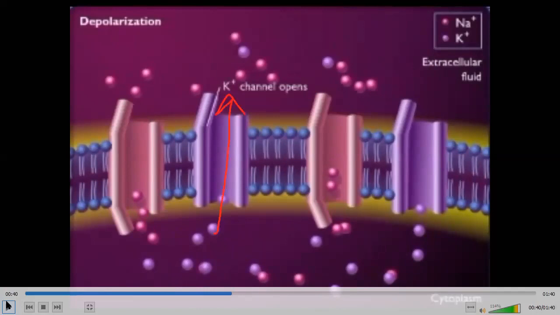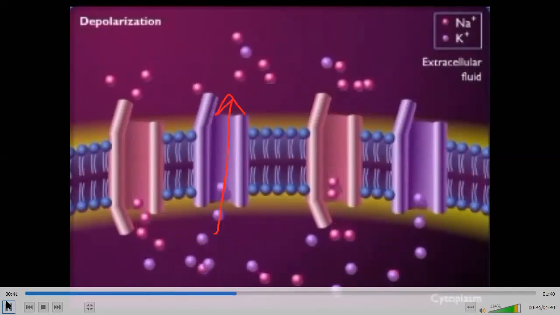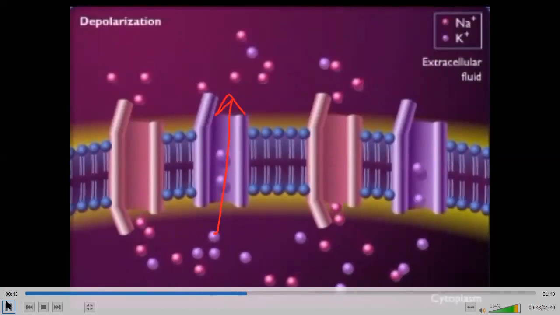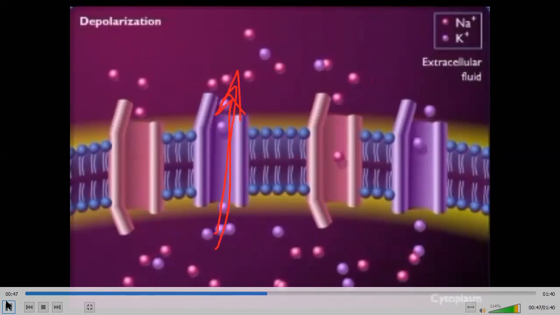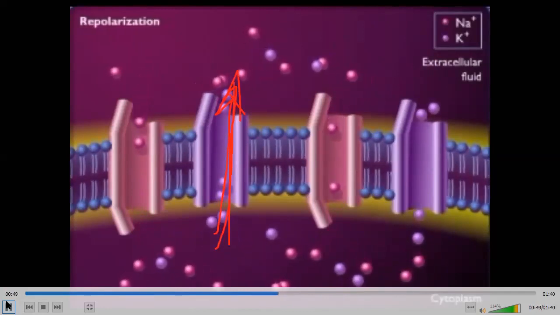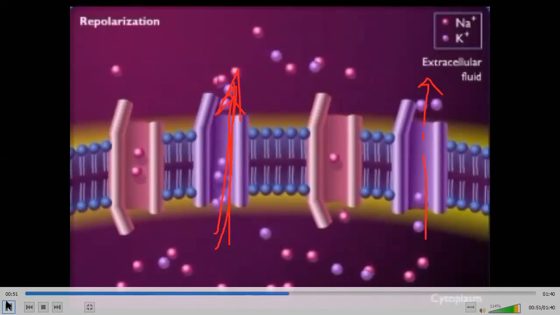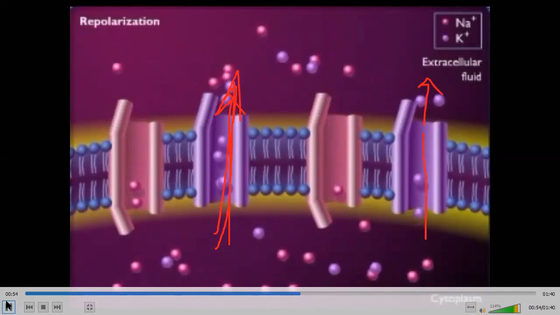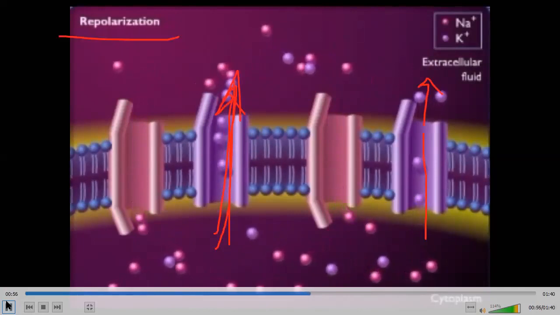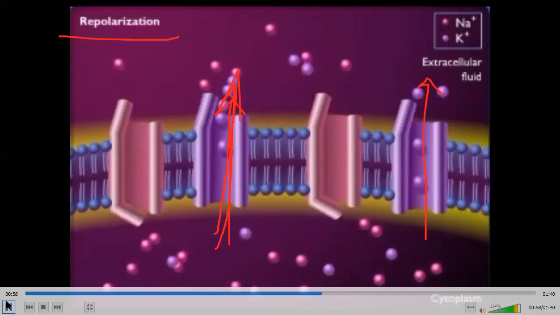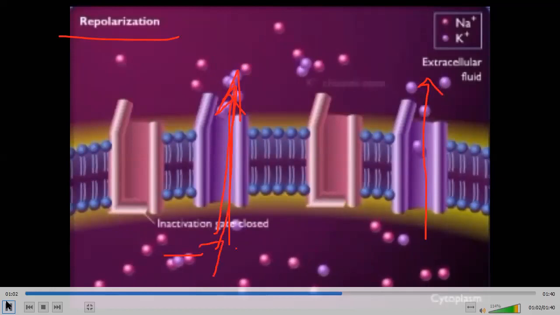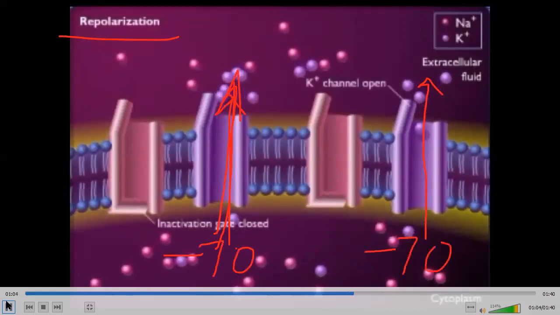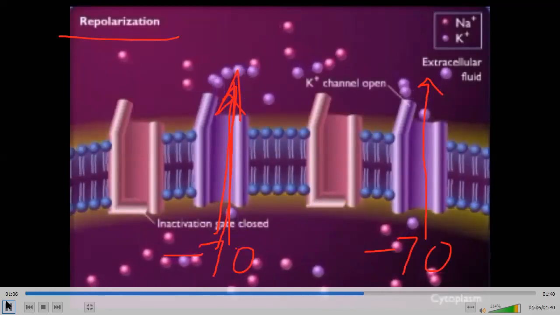For that, what is required? The charge needs to decrease. For that, potassium ions need to move outward. An efflux of potassium ions slowly started. So what do you call the efflux of potassium ions? Repolarization. That's why that plus 45 slowly reaches towards minus 70, due to the efflux of potassium ions.